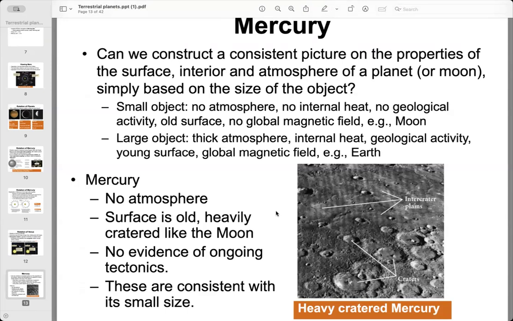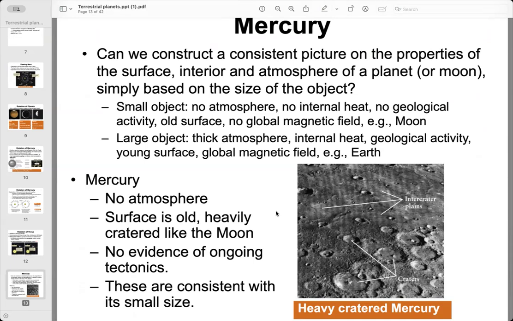Because of being a small object in the solar system, same as the Earth's moon, there are some properties that are shared both by Mercury and the Moon. And these properties are, it is a small object, so it has no atmosphere because gravity is needed to keep the gases attached to the surface. And a small object has less gravity. And in this case, the gravity is small enough that it cannot hold on to any atmosphere.